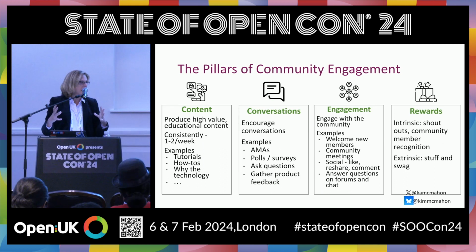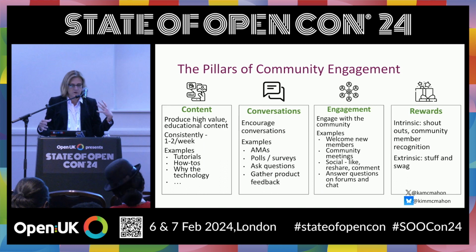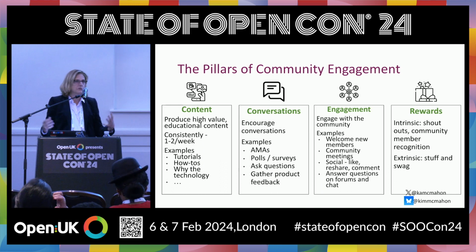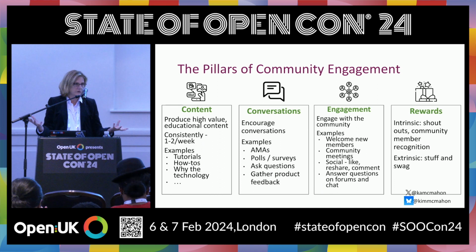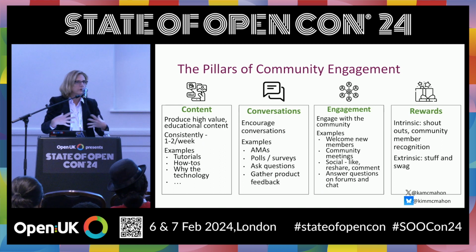And then the next step you want are the conversations. So you want to look at across your community how you can have those different conversations. Examples are Ask Me Anythings. You can do polls and surveys on your Discord or your Slack, asking questions, gathering product feedback at events. Like, where are you going to have those conversations, and what kind of things can you talk about? So I gave you a couple examples there.